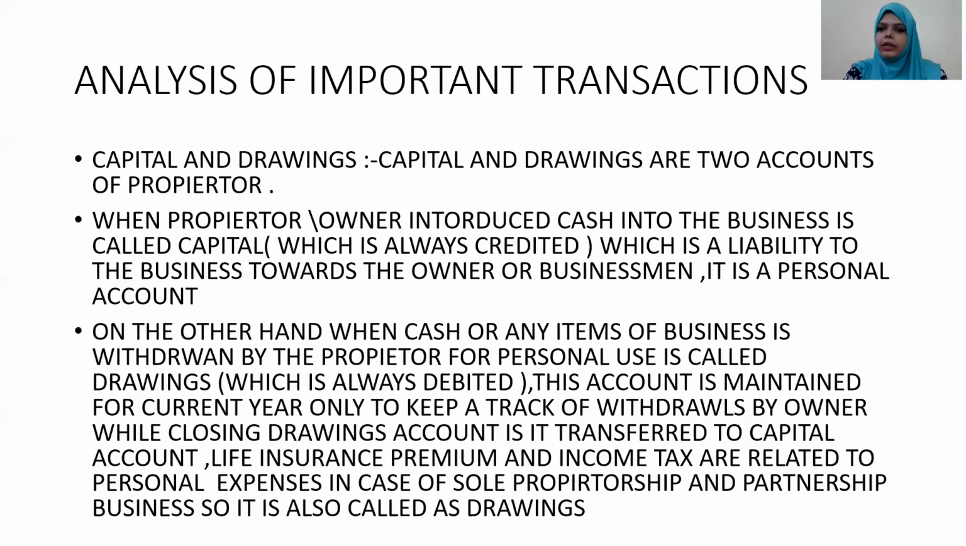And second is income tax. Income tax is mandatory. Whenever you do a business, it is mandatory that you pay a certain amount of your income to the government. So income tax is nothing but a certain amount of deduction made out of the total income, which is kept for payment to the government, or which is paid to the government. So this is about life insurance premium and income tax, and they are related to sole proprietorship.